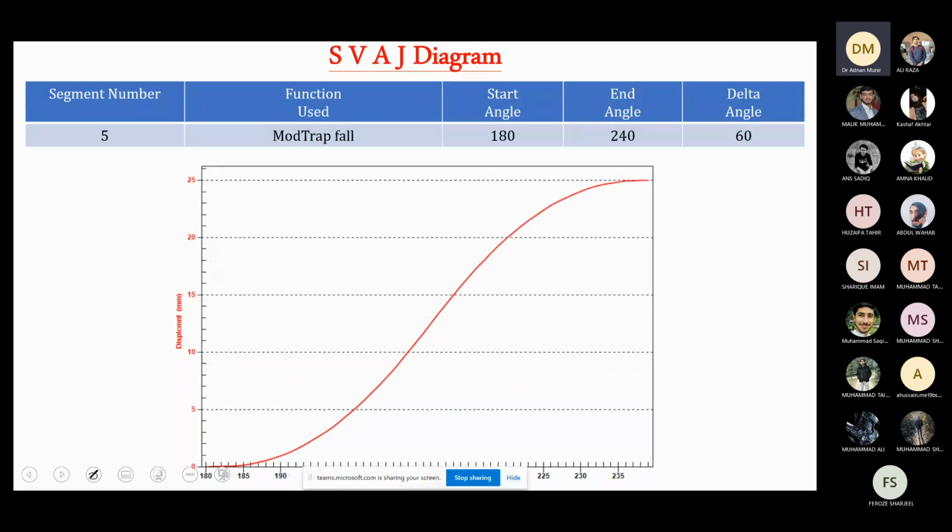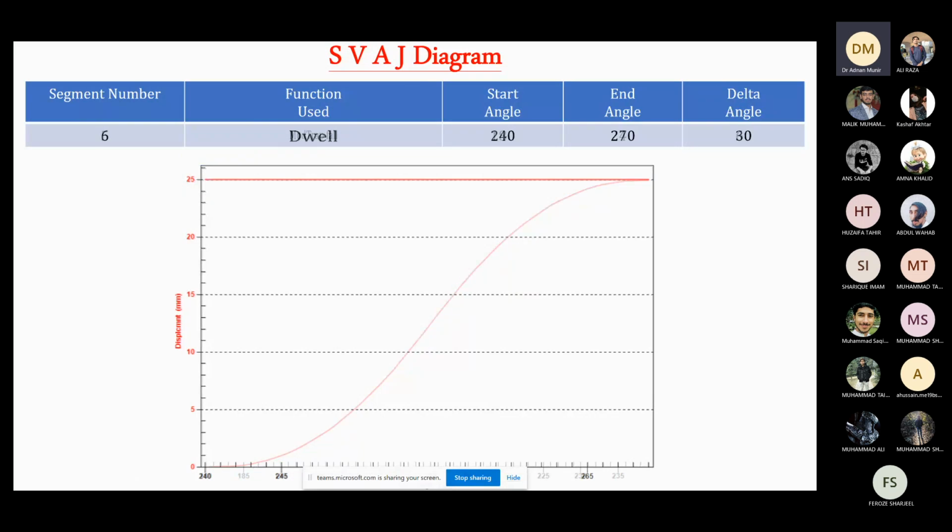So this will give us the diagram of displacement S versus theta. Again, after that, we have fall again. Sorry, this is rise actually. This is a typo here. This should be rise. So we have rise again from 0 to 25, from 180 degrees to 240 degrees. So the delta angle in this case is 60. Now we have gone from 0 to 240, and we have different segments or intervals where we have rise followed by dwell and then followed by fall. So you can see that we have different types of motion characteristics throughout the motion of the cam.